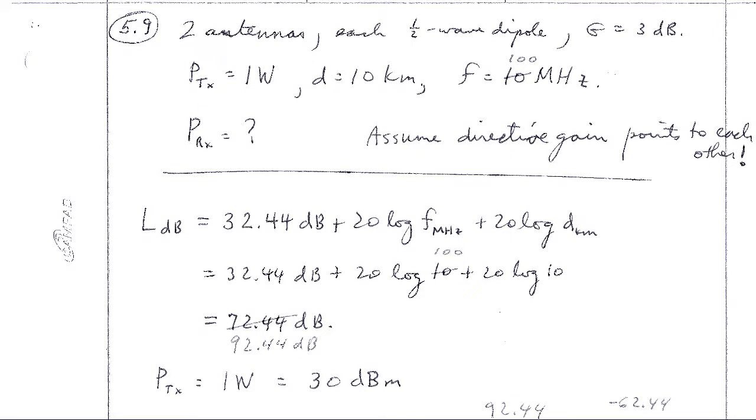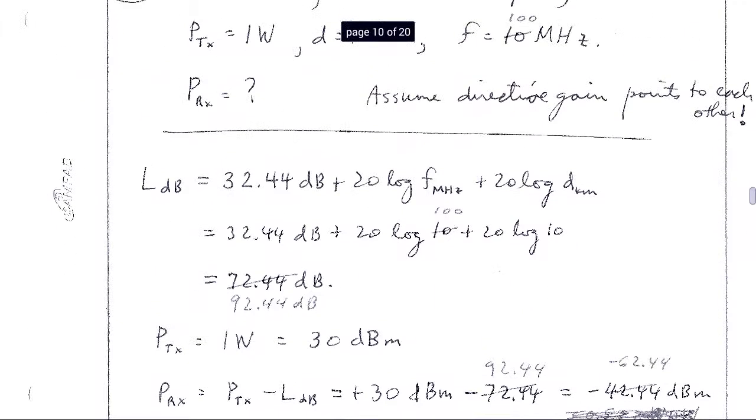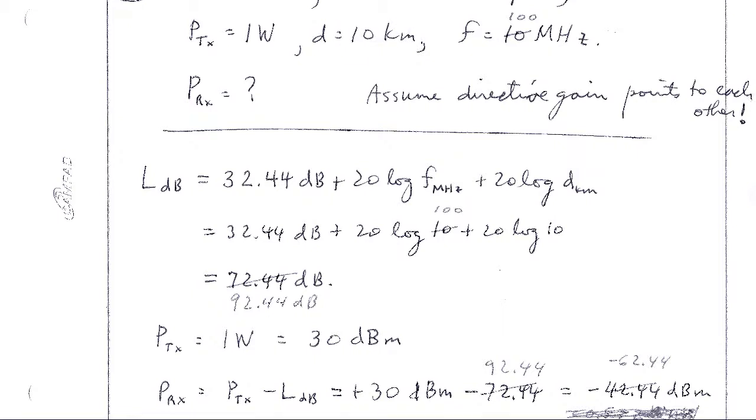And here I started calculating the received power, starting with the transmitted power of 1 watt or 30 dBm. And if I take the 30 dBm and subtract the 92.44, I get negative 62.44 dBm of received power. But in this calculation, I have not included antenna gains, okay? And so if I include the two antenna gains of 3 dB, I expect to get 6 dB more power received than the minus 62.44, and that would be minus 57.44.